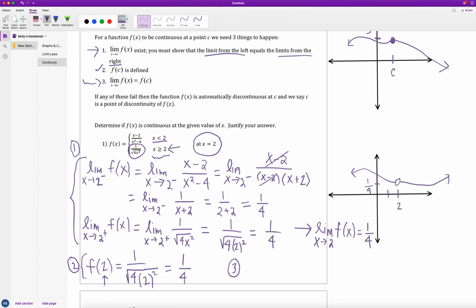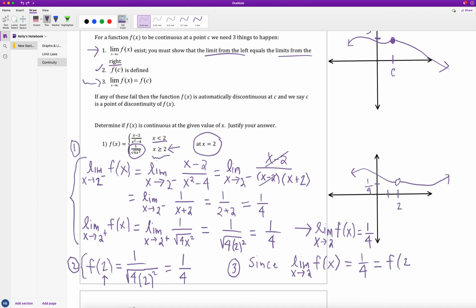So yes, this function will be continuous then, and we're going to want to write out all of that explanation that we just talked about. So since the limit as x approaches 2 of f of x is equal to 1/4, which is equal to f of 2.